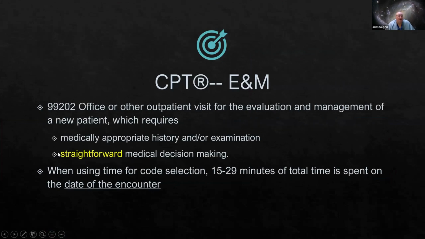So if you have a patient who requires straightforward medical decision making, that's going to be a level 2 visit, and we'll talk about what straightforward is, because that becomes important. If you're using time, 15 to 29 minutes is the typical time for a level 2 new patient visit. It should be noted that if you're using time, it's the time that is on the date of the encounter.